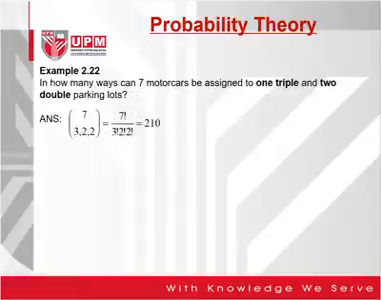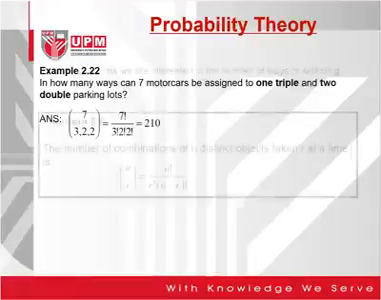In how many ways can seven motor cars be assigned to one triple and two double rows? Imagine that these seven motor cars have no plate numbers. If they had plate numbers, the answer would be 7 factorial. But because they don't have plate numbers, you just divide them into one group of three and two groups of two. So how many ways are there to arrange them? The answer is 210.